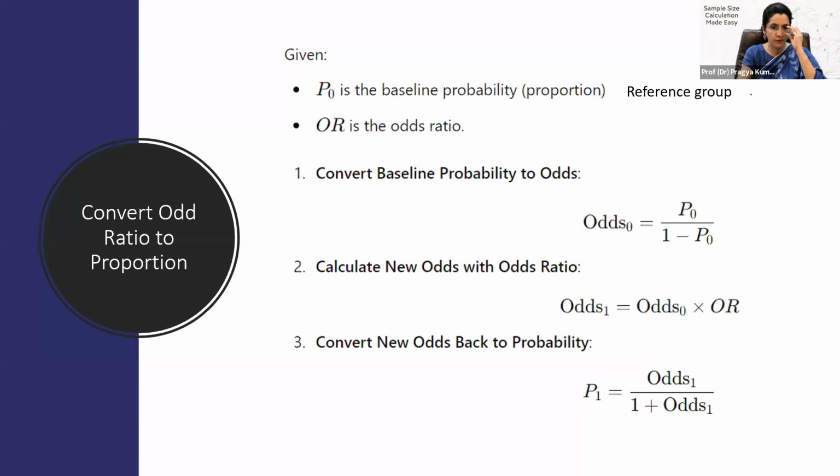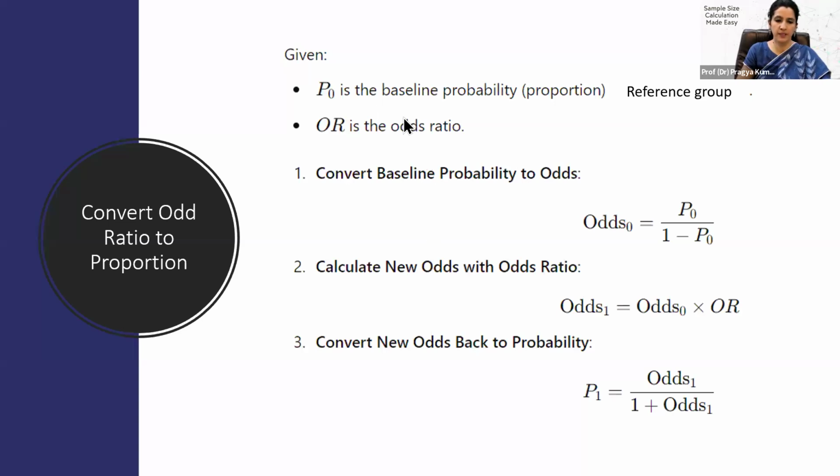Now, if you have an odds ratio, or if you are comparing proportions in two groups, you can calculate the odds ratio also. Generally in Statulator, there is an option of odds ratio. So either you can use that odds ratio, or if you want to use the risk scale, then you need to convert this odds ratio into the proportion. For that, this is the step.